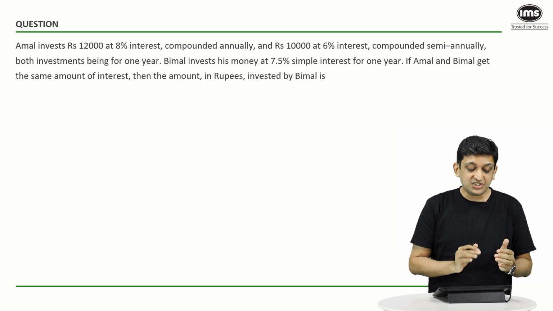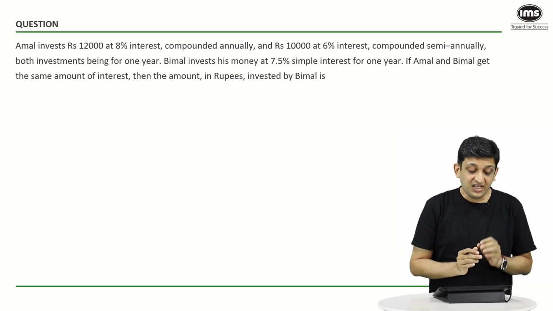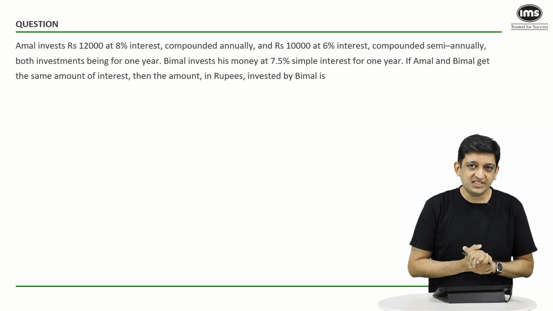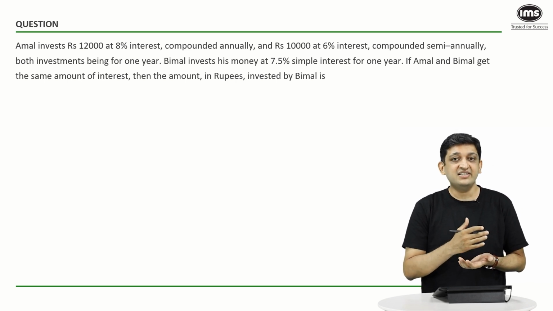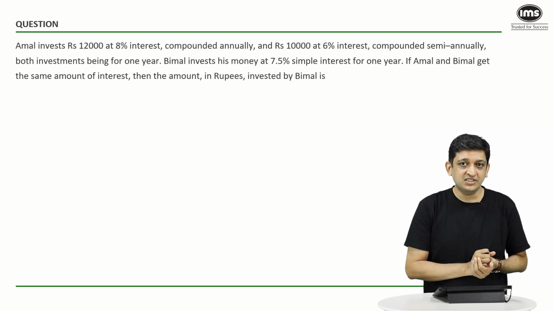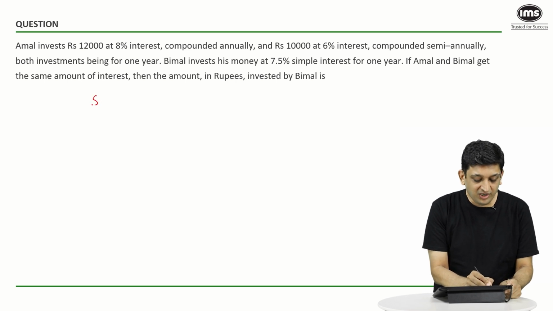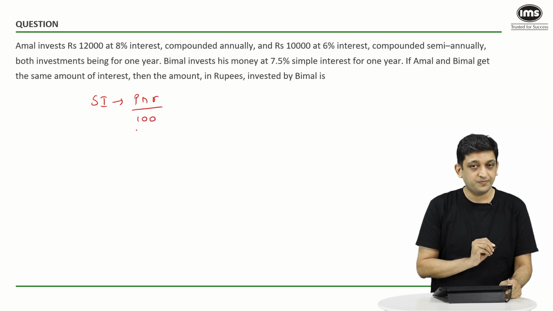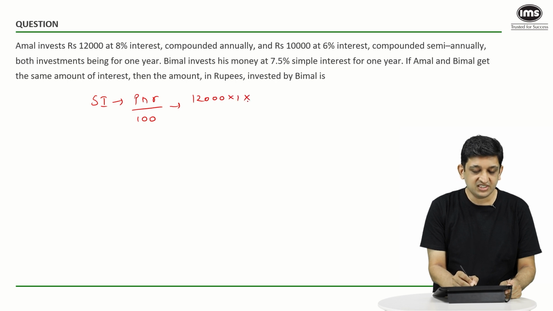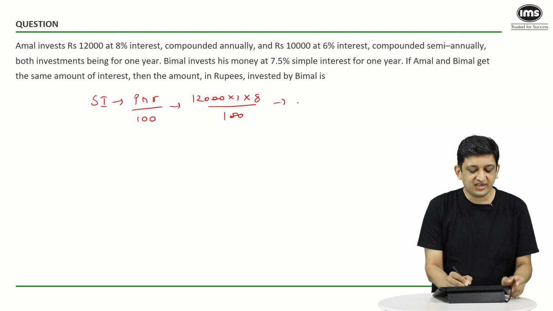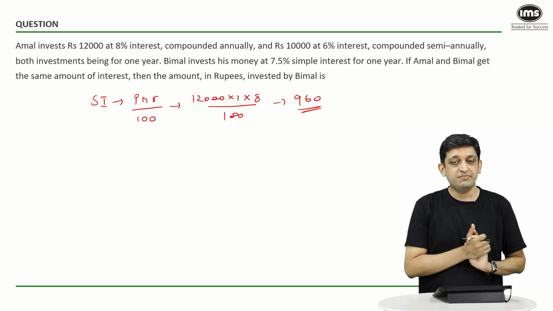So in this case, let's look at what is being done by Amal. Amal invests 12,000 at 8% interest. It is very easy to figure out what would be the interest that would have accumulated at the end of the year. As we all know, the formula for simple interest says that SI is going to be P into N into R upon 100. In this case it is going to be 12,000 into number of years, which is 1, and the rate of interest is 8%. You need not even write this down. 120 into 8, you are going to get 960 rupees as the simple interest.